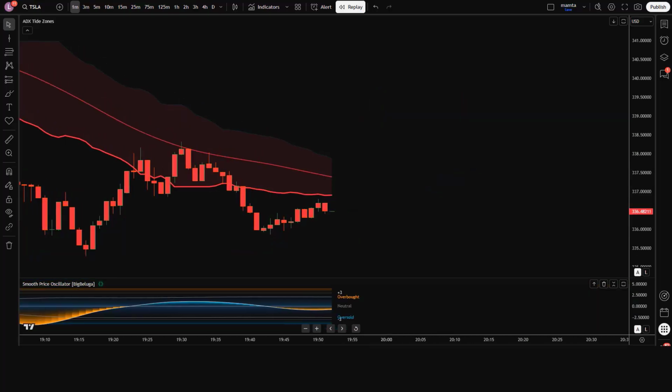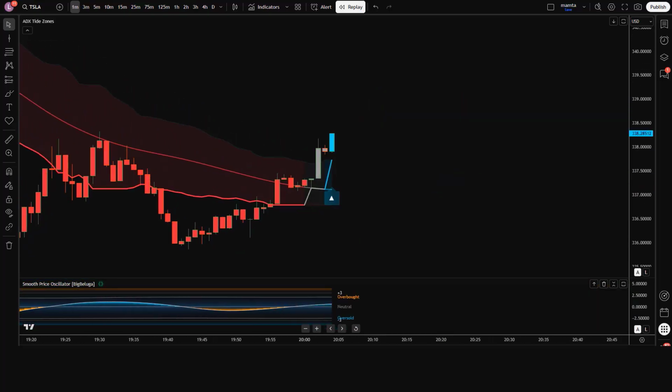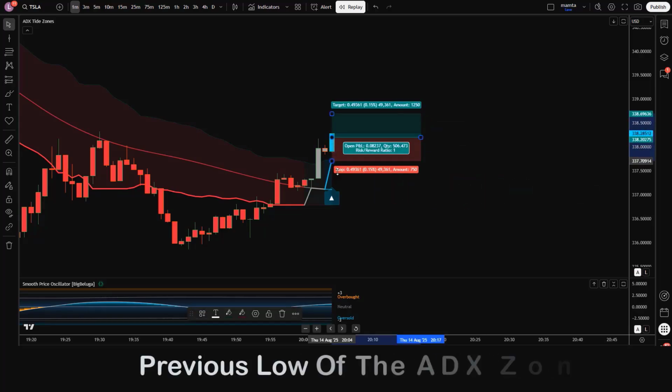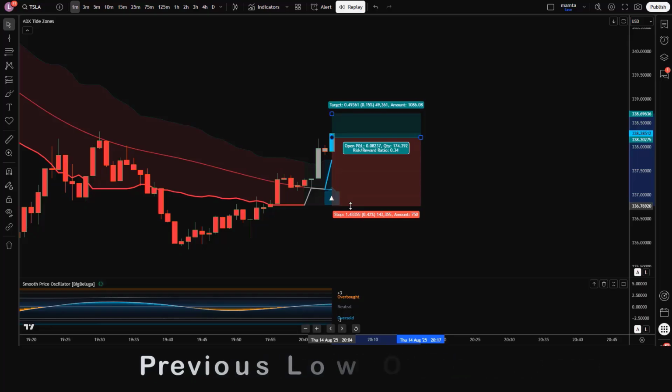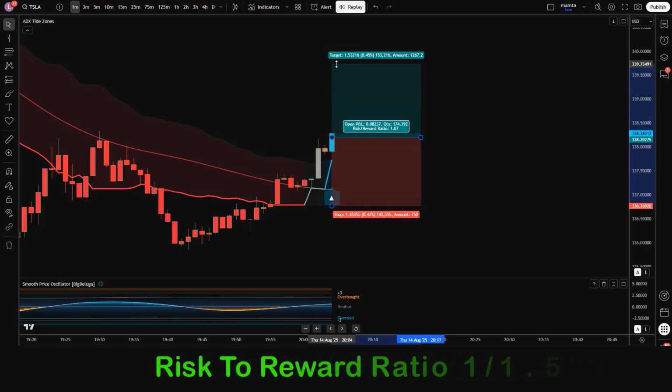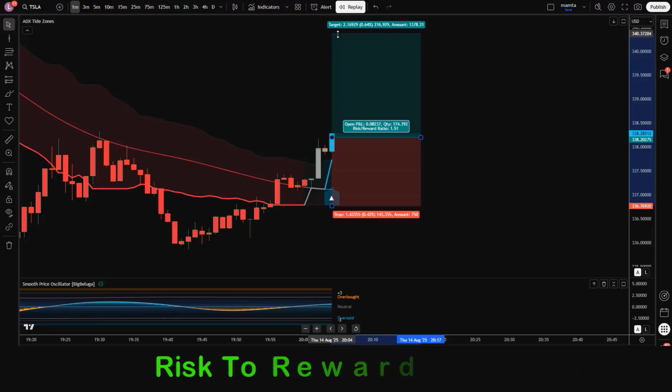Let's see how we use these trading setups. When the ADX Tide Zones indicator gives us a buy signal, when the smooth price oscillator indicator shows a blue color line, and when the market forms a bullish candle, if this condition is fulfilled, then we will place a buy order. Our stop loss is the previous low of the ADX zone. And the risk to reward ratio will be 1:1.5.